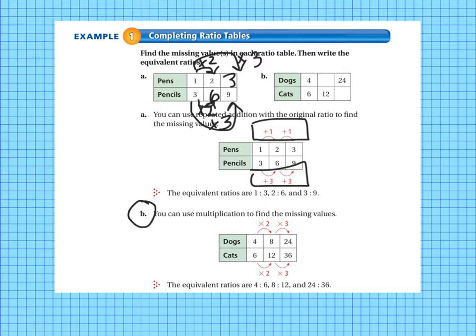To get from 6 to 12, we multiplied by 2. And since we multiplied the 6 by 2, we had to multiply the 4 by 2, and we made that into an 8. And then 12 times 3 is 36, and 8 times 3 is 24. So that's all there is to it. Just remember what you learned in 5th grade about equivalent fractions, and you will be all set.